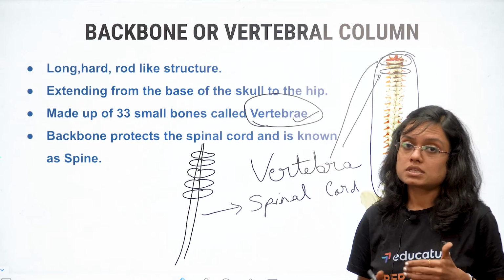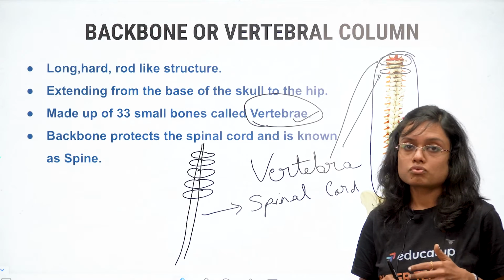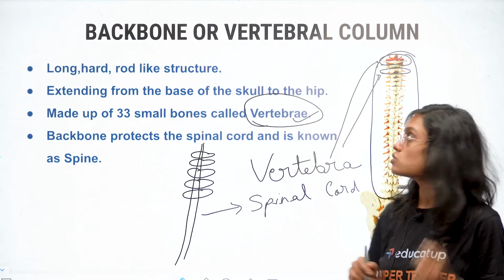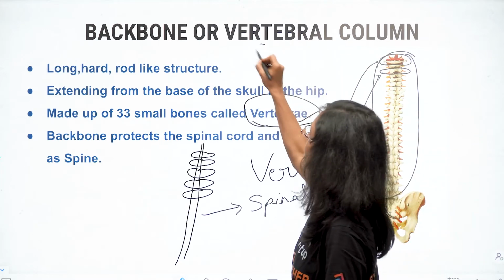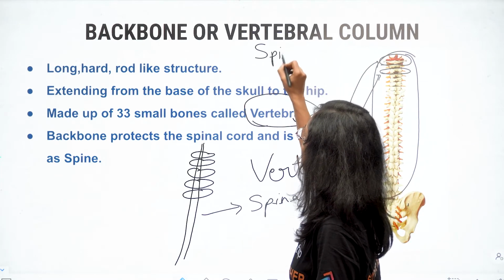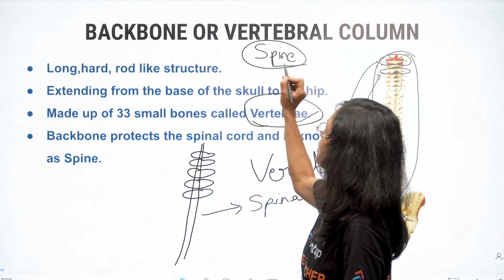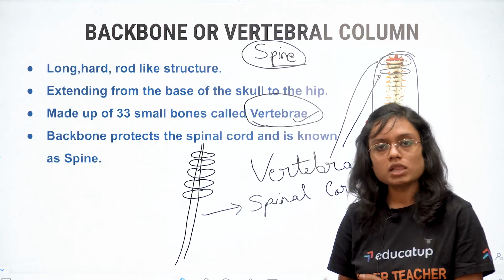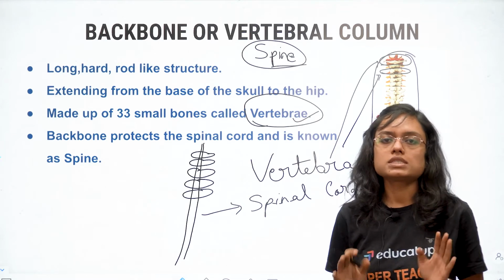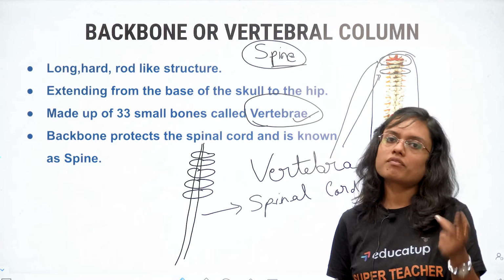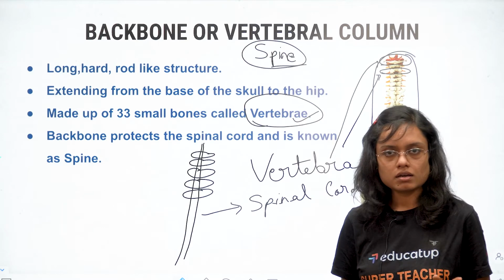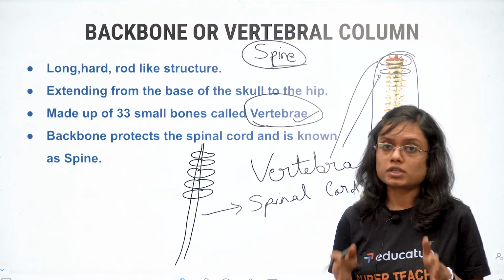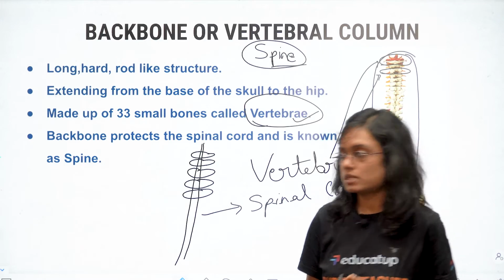And because of this reason that spinal cord passes through backbone, backbone is also known as spine. Okay, it is also known as spine. So backbone or vertebral column or spine, one and the same thing, three names of one single item. Is it clear? And it protects which organ? It protects the spinal cord. Now let's move ahead.